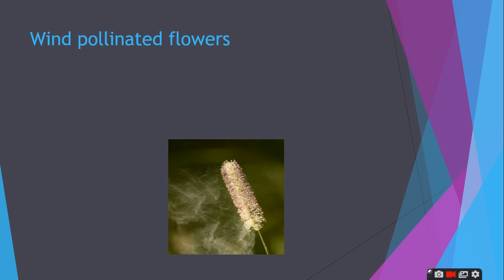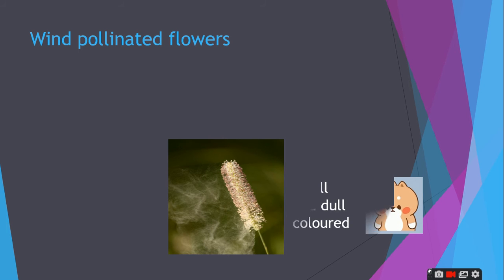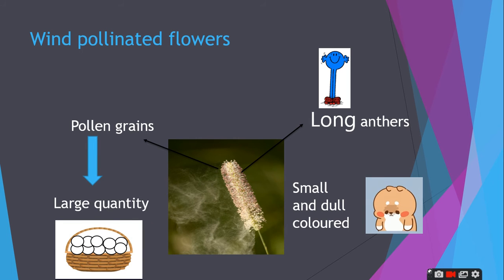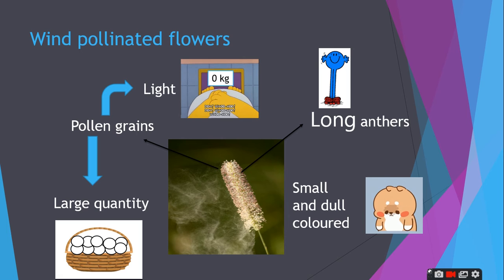This is a wind pollinated flower. It does not need to look beautiful to attract insects. Thus, it is small and dull colored. They have long anthers for the pollen grains to be blown off easily. The pollen grains are produced in a large quantity. As you know, most of them get wasted. The pollen grains are also light to be easily carried away by the wind.